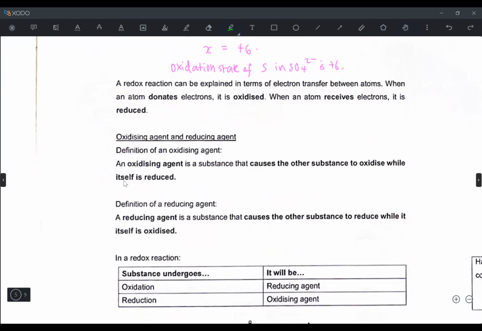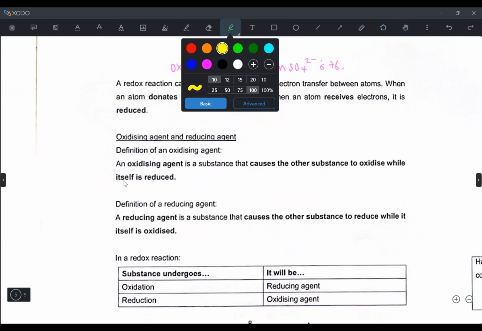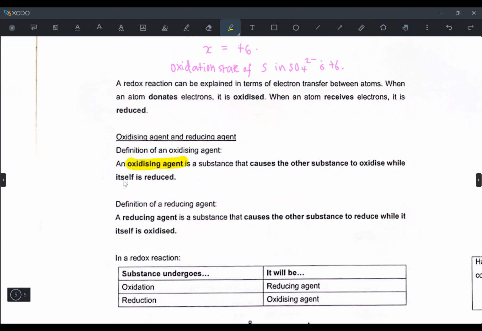Oxidizing agent is something that causes other substance to oxidize while it is self-reduced. That means the oxidizing agent is reduced on its own, but it causes other things to oxidize. Get it? Okay, never mind, just highlight first. Reducing agent causes other things to reduce while it is self-oxidized.